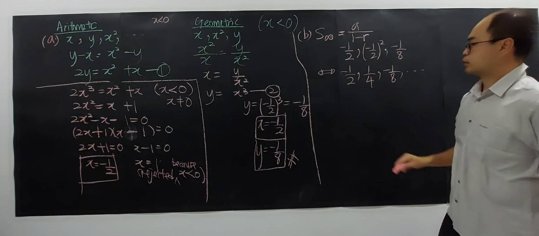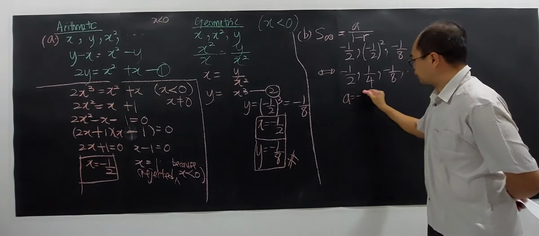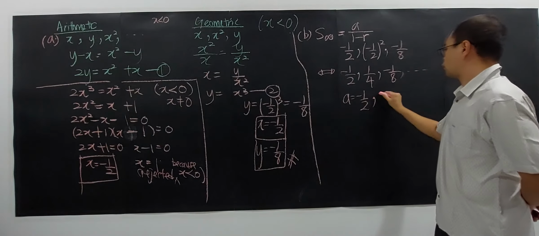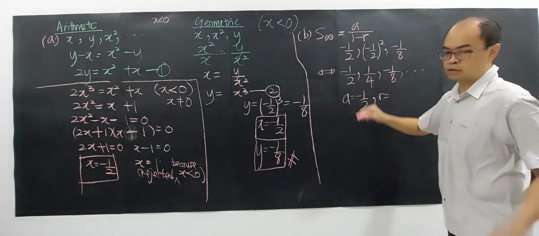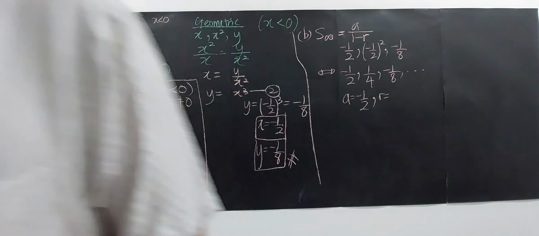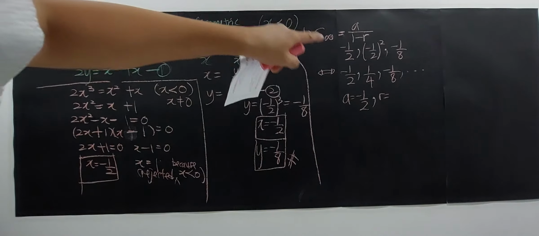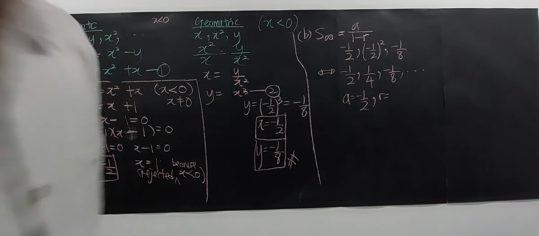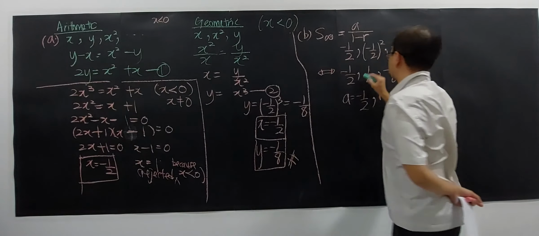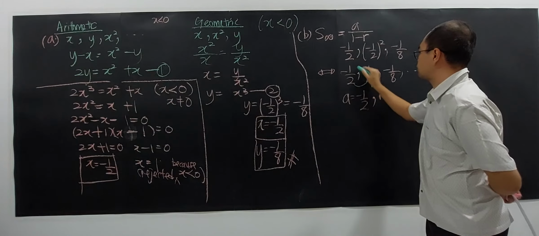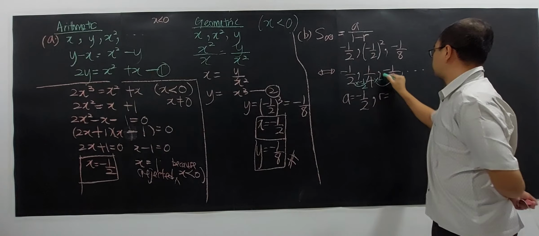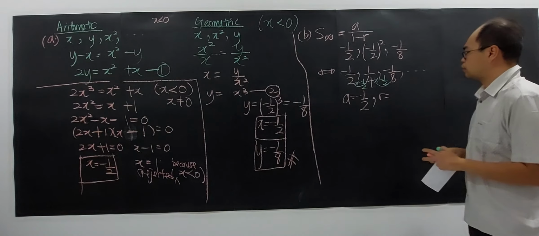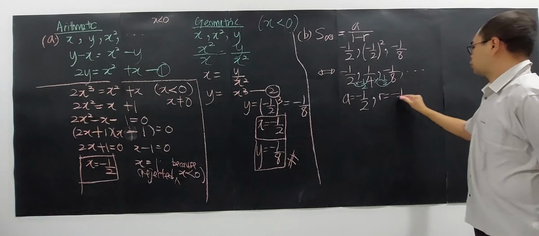First three terms. So you have your first term, negative 1 over 2, and your common ratio will be, if you see carefully, every term here you are actually multiplying by negative 1 over 2, right? So the common ratio is also negative 1 over 2.